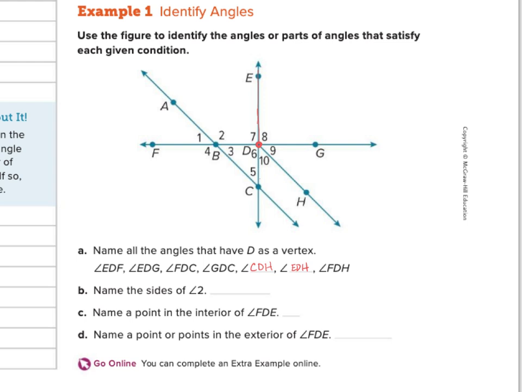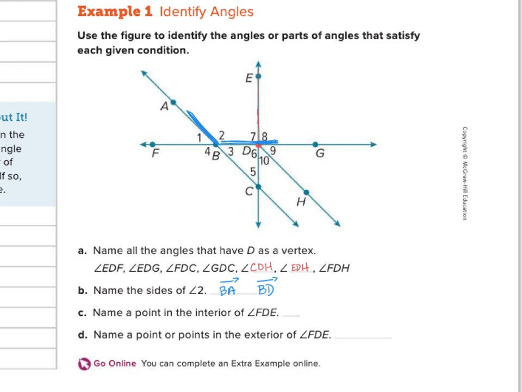Name the sides of angle 2. Here, looking at angle 2, here is angle 2. So my sides, I have two rays that I can use, and I'm just going to say I have BA, and I also have BD, would be the sides of angle 2.